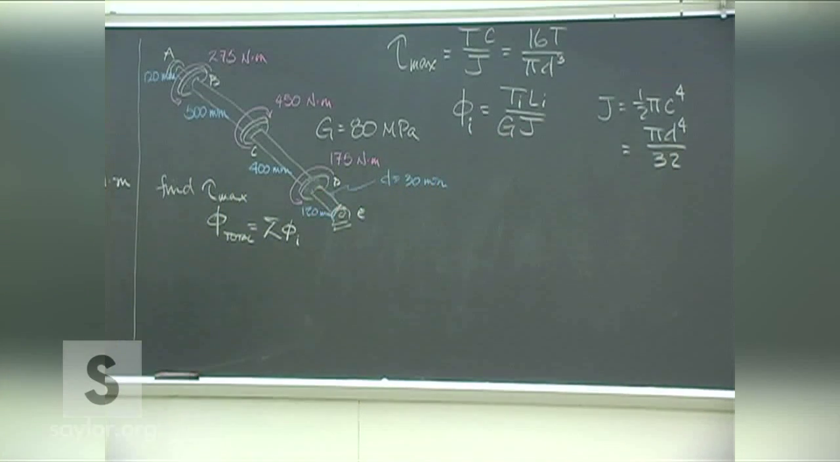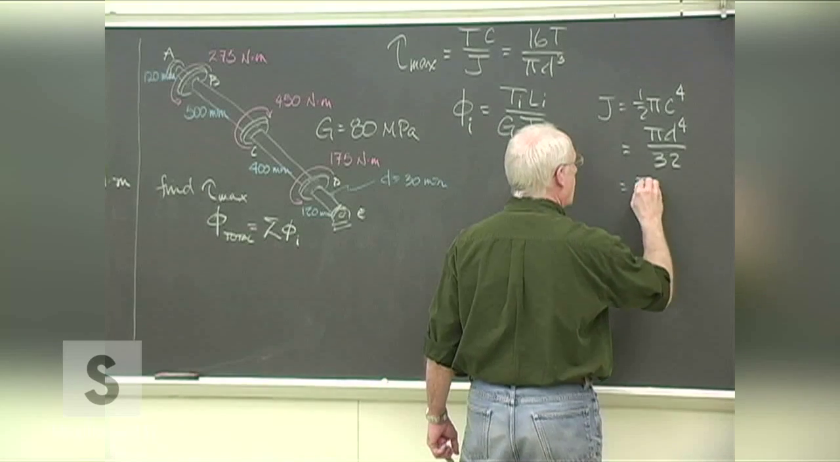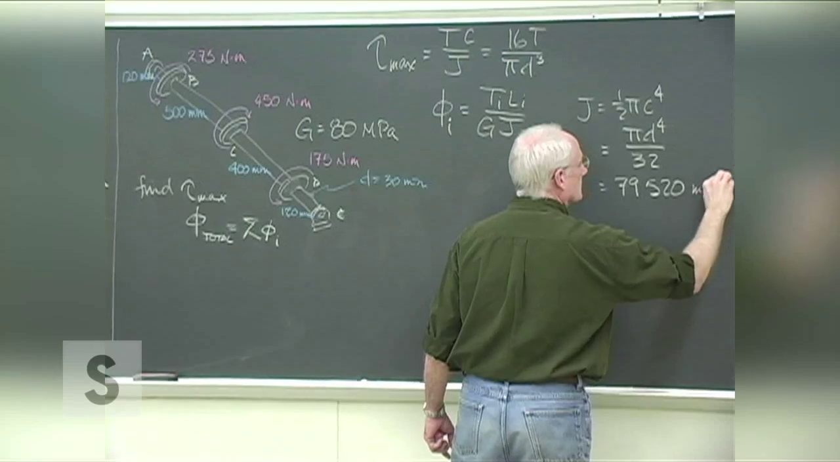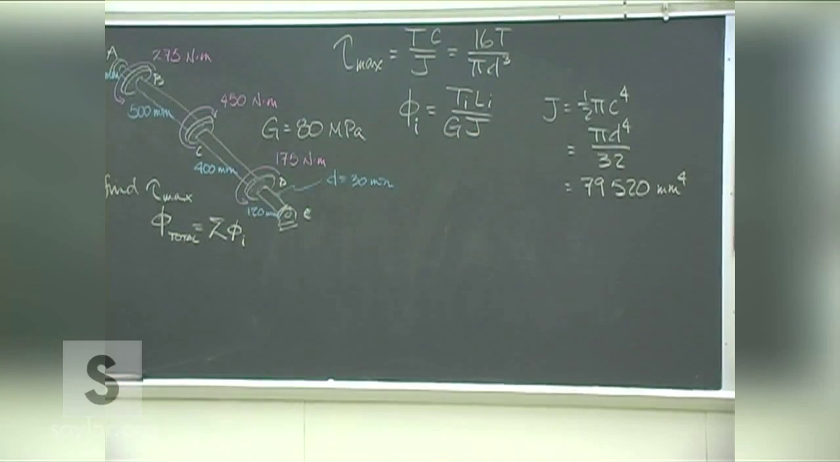There's the solid polar moment of inertia in terms of diameter. So make it a little easier for you: 79,520. So there it is in millimeters, so you don't have to do that.